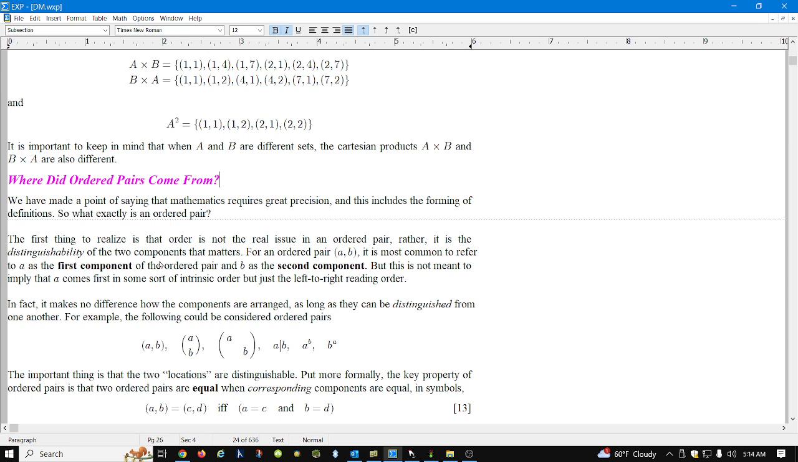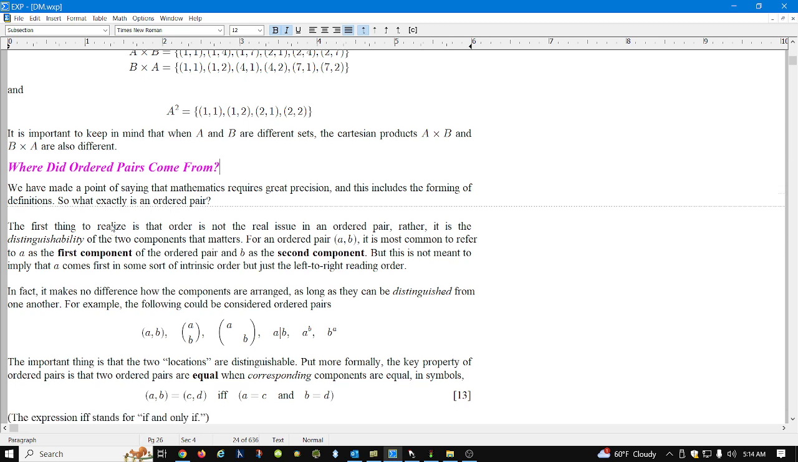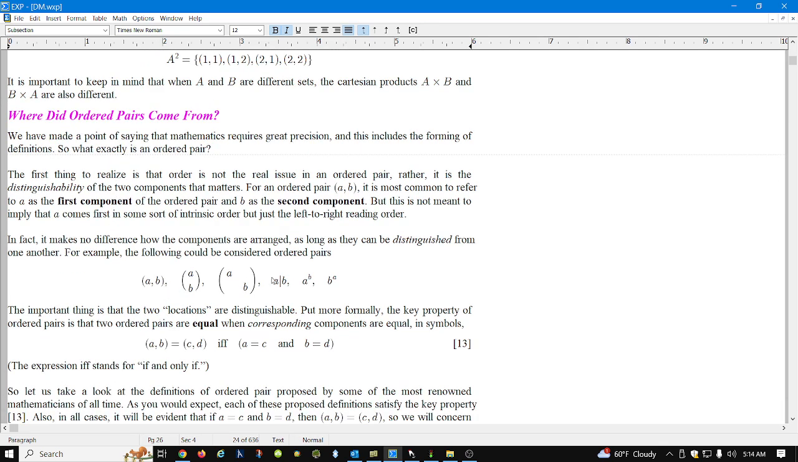But it's not to imply that somehow A comes before B in some sort of intrinsic order of the elements. It's just the left to right reading order. So in fact, you could write ordered pairs in a lot of different ways. This is the most common way, of course. This is fairly common too, as a vector of size 2.